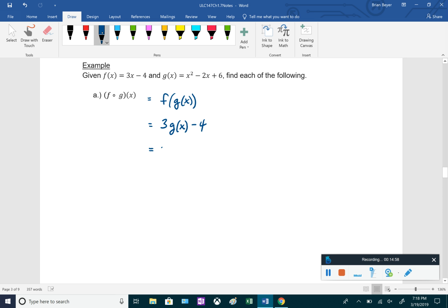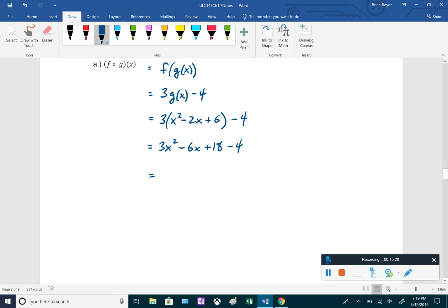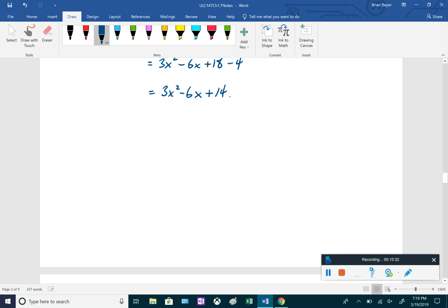And now let's actually plug in for g of x. g of x is x squared minus 2x plus 6. Make sure you have parentheses around it. And then all we have to do here is simplify, so distribute and combine like terms. So 3x squared minus 6x plus 18 minus the 4. Lastly, combine those like terms at the end. We get 3x squared minus 6x plus 14. Okay, so that's a function as an input to another function. So let's do another one.